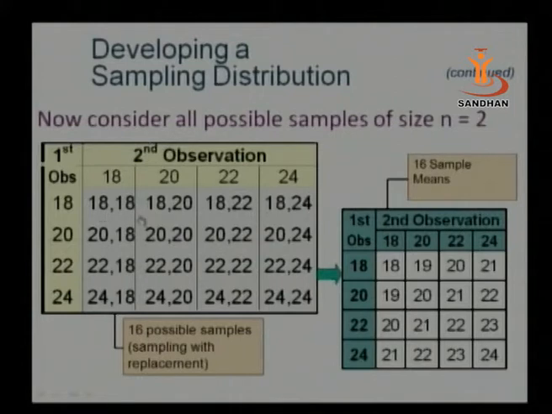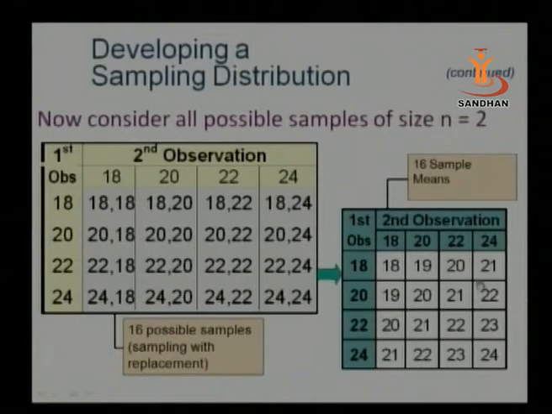Here ages are given, so there will be a total of 16 observations, or you can say 16 pairs of 2 persons: 18, 18; 18, 20; 18, 22; 18, 24. Similarly, up to 24, 18; 24, 20; 24, 22 and 24, 24. Now the corresponding means are given for all the 16 observations. The means are 18 plus 18 divided by 2, 18 plus 20 divided by 2, 18 plus 22 divided by 2, 18 plus 24 divided by 2.